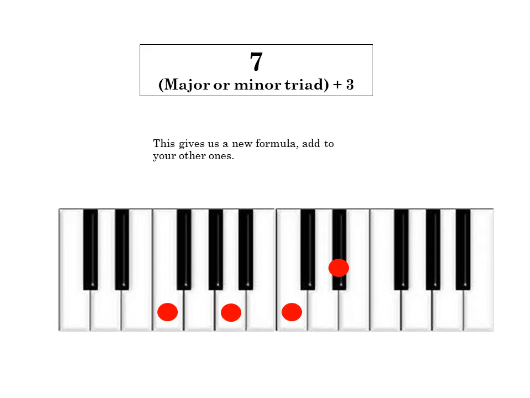If it's a 7 added to the chord, then you start out, like it says here, with a minor or major chord, and then you add another key that's 3 steps away from the last one. So keep that formula so you have it, and we'll look at some more examples of how to make use of it.